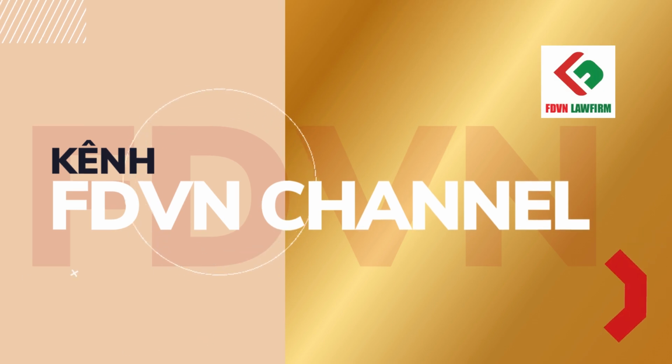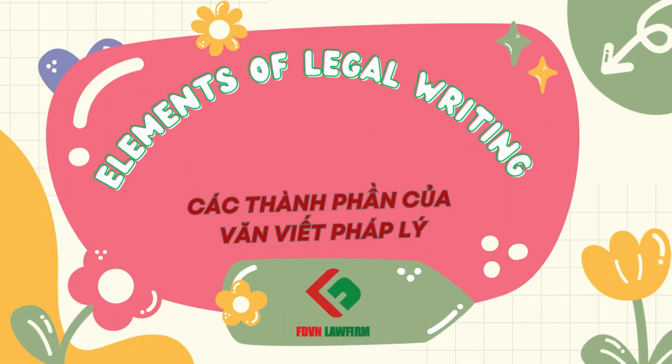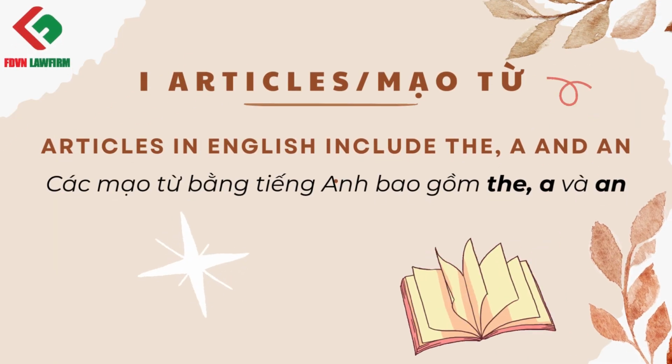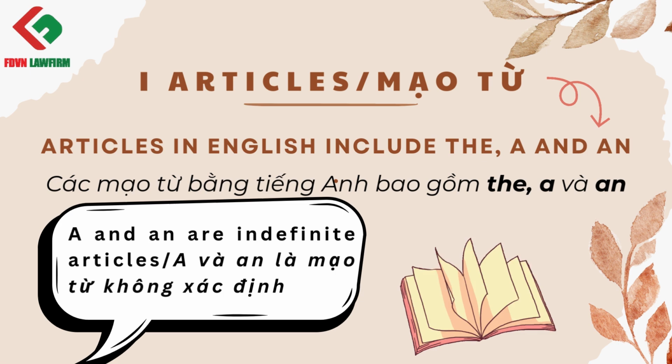In today's video, we will introduce a new lesson on the topic of elements of legal writing. First lesson is about articles. Articles in English include the, a and an. A and an are indefinite articles.